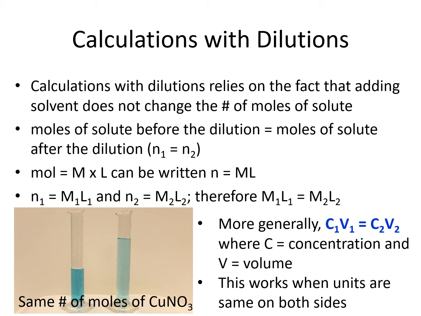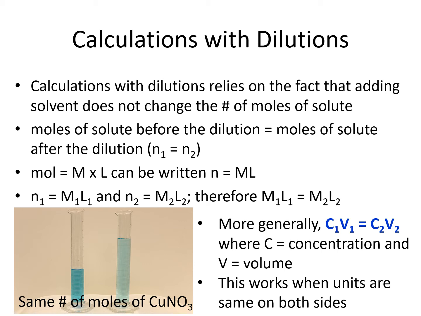We know that the number of moles before the dilution equals the number of moles after the dilution. n1 equals n2. We can set those equal to each other, and therefore we can set the other things on the other side of the equal sign equal to each other. Because n1 equals n2, M1L1 equals M2L2. We can generalize this equation as C1V1 equals C2V2, where C stands for concentration and V stands for volume. Concentration times volume before the dilution equals concentration times volume after the dilution.